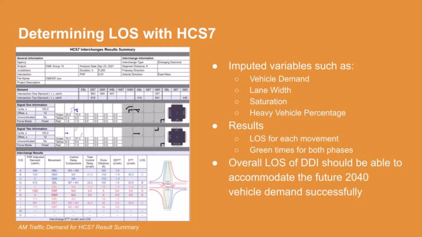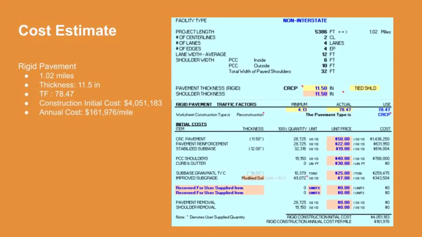To confirm that the interchange would have a passing level of service, we used the software HCS7 to help calculate it. Many of the variables such as vehicle demand, offset, and other variables that were calculated previously were inputted into the software. The HCS7 software was able to provide us with green times for 2 phases and a level of service for each movement. Overall, the level of service of the DDI should be able to accommodate the future 2040 vehicle demand successfully. For cost estimate, we decided to focus in on the pavement design.